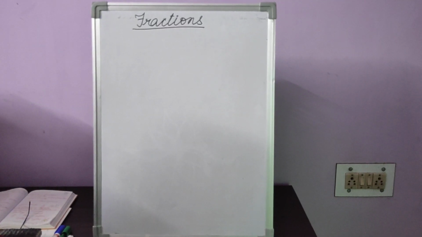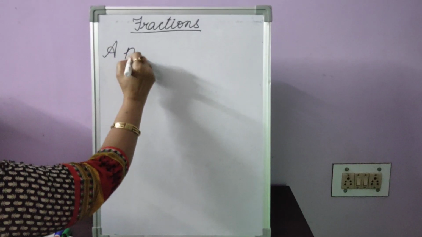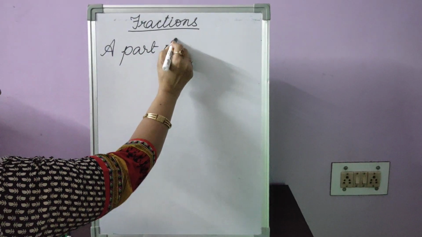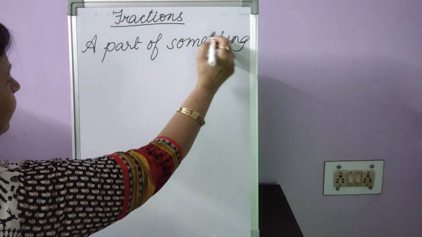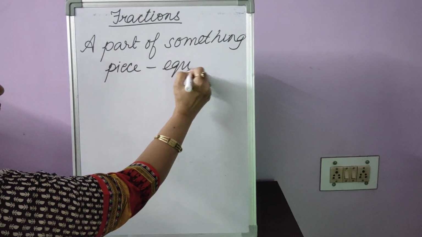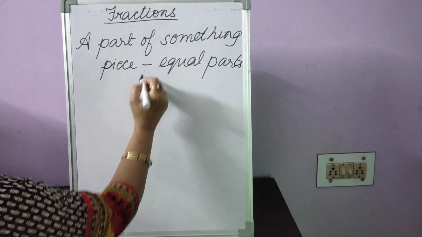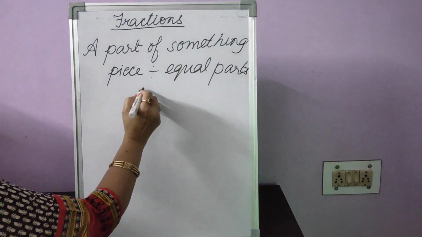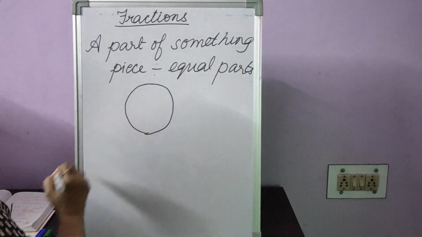Now, what is a fraction? A fraction is a part of something, or we say a piece of something that has been divided into equal parts. That is called a fraction. For example, if this is a cake, this is one full cake, okay?